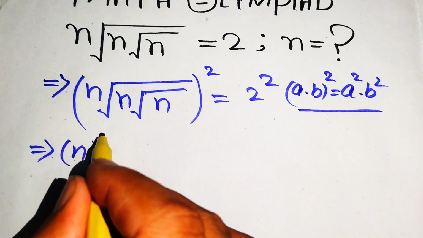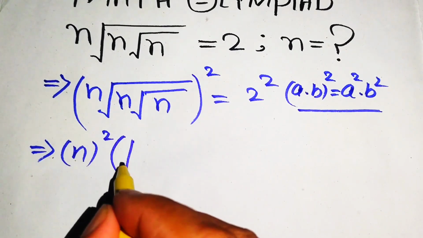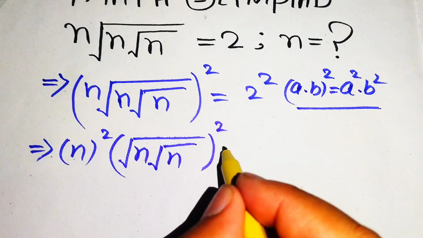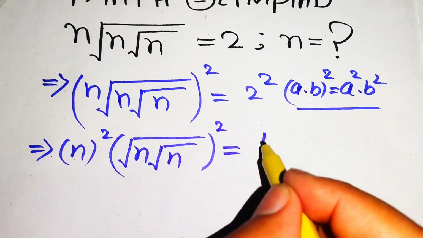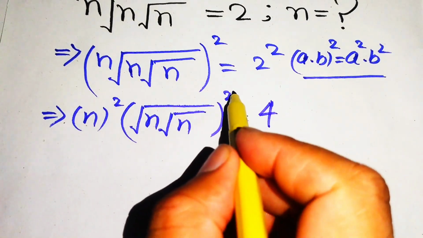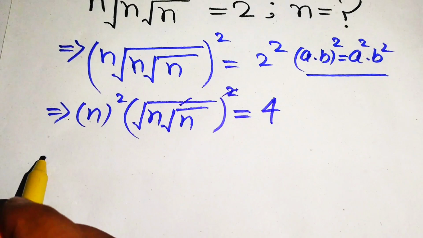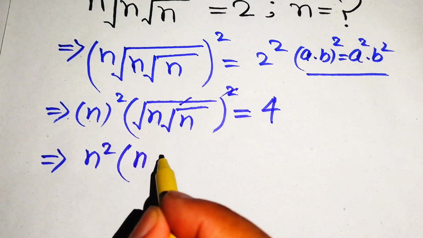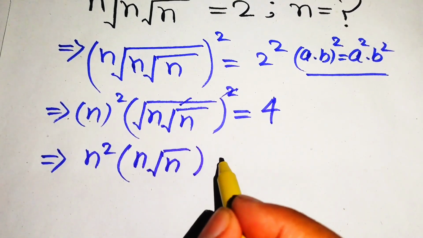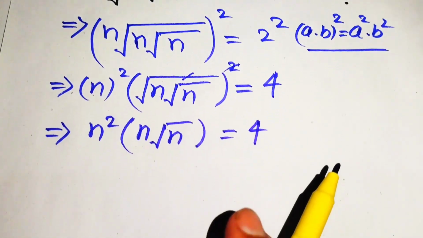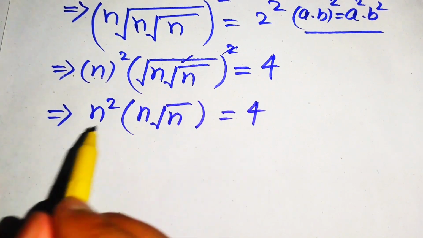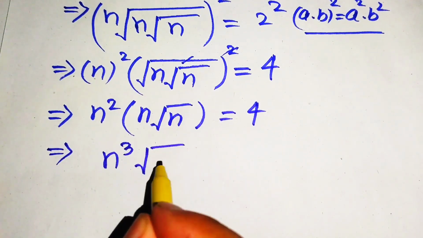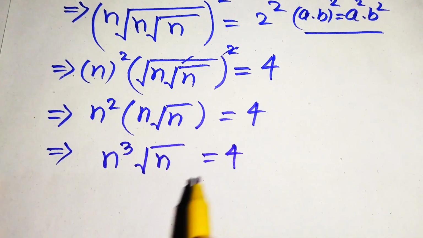So we have the square of n square, and the square of the square root of n times n, and its whole square equals 2 squared, which becomes 4. Here the 2 and the square root cancel each other and we get n square times n times the square root of n equals 4. This n square is multiplied by this n and we get n cubed times the square root of n equals 4.